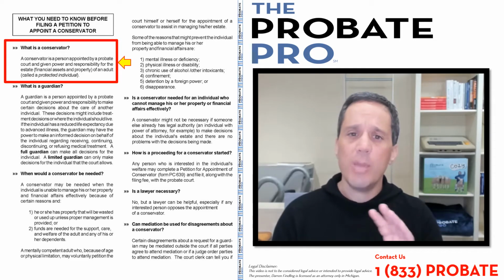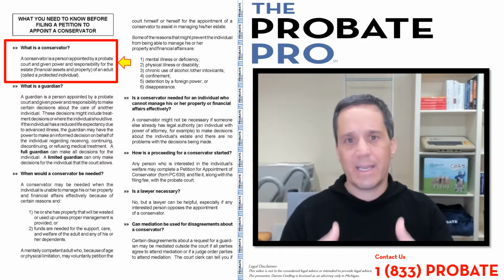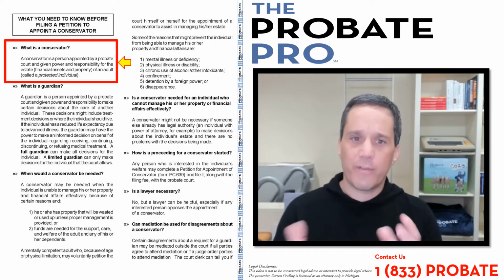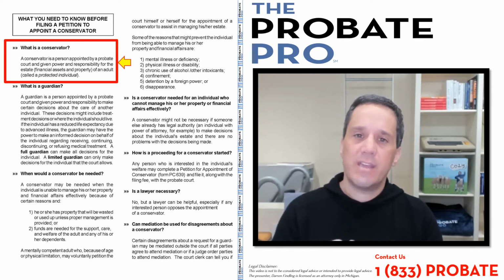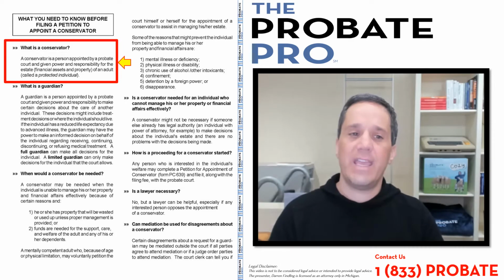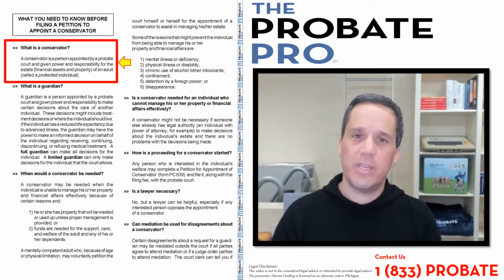Now, people often get confused. They'll say, well, Darren, I'd like to get a power of attorney over my family member. And a power of attorney is a document that is created while a person has capacity. It is an estate planning document. A conservator is a process that you go through the court. So there is court involvement in the appointment of a conservator. There is no court involvement in the execution of a power of attorney.